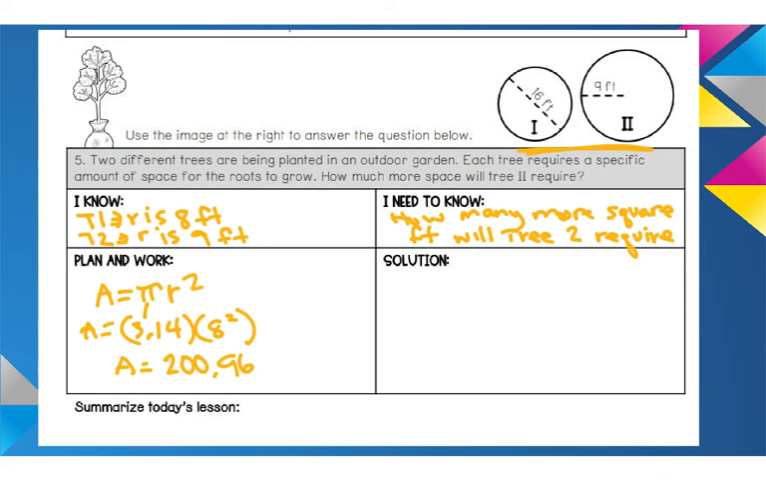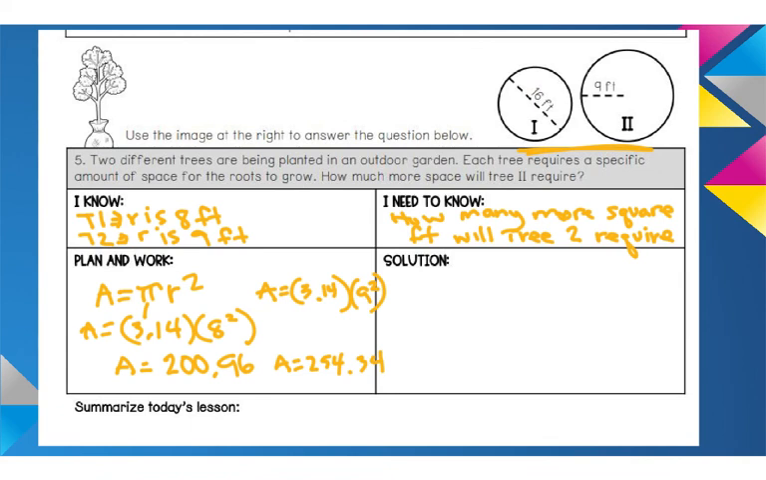If we did the same thing with tree 2, we would still use the same formula. So our area is going to be 3.14 times 9 squared instead of 8 squared this time. If we multiply that out again, we would get that the area is equal to 254.34 feet squared.